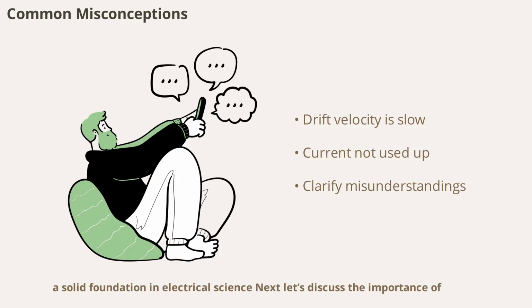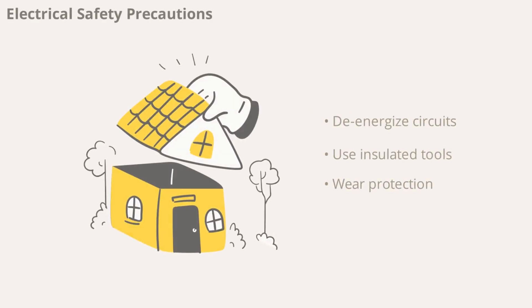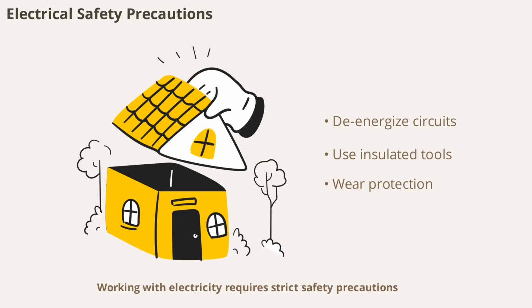Next, let's discuss the importance of safety precautions when working with electricity. Working with electricity requires strict safety precautions. Always ensure circuits are de-energized before working on them, use insulated tools, and wear protective equipment. Understanding the principles of current, resistance, and voltage helps prevent accidents and injuries. Safety is paramount in both educational and professional settings.